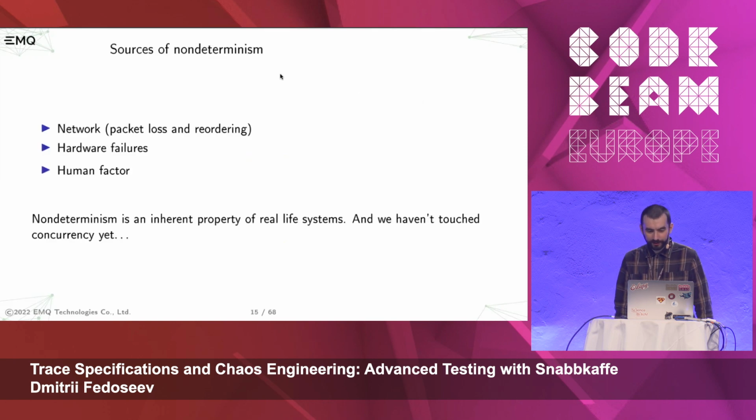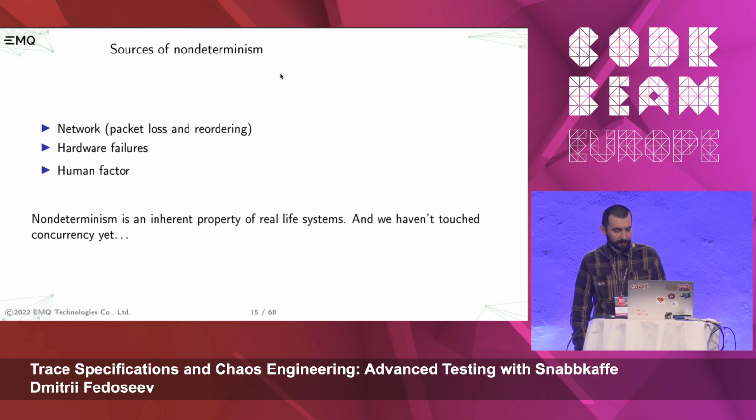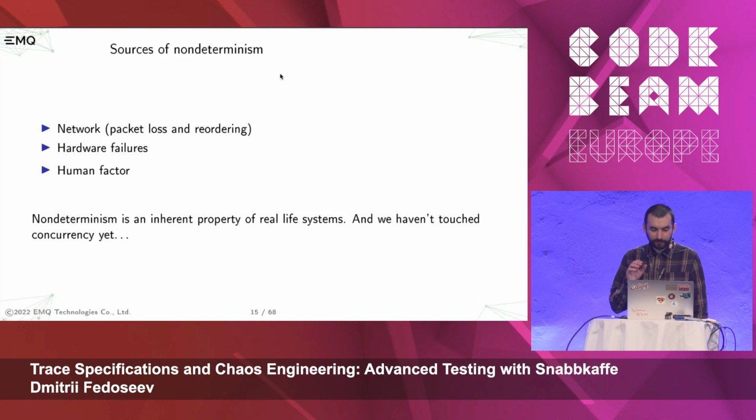So what are the sources of random behavior? Network, where packets can be lost, reordered, or even mutated. Hardware failures. And also we have humans who interact with our system, and we can never be sure what we're up to. So non-determinism is an inherent property of real-life systems, and we have not even touched concurrency yet.